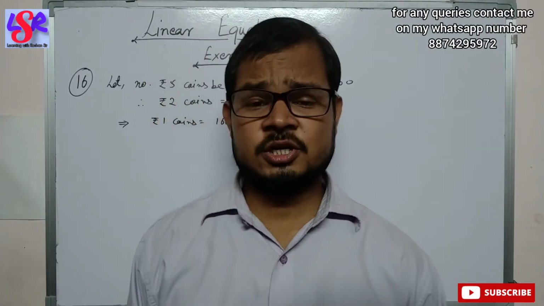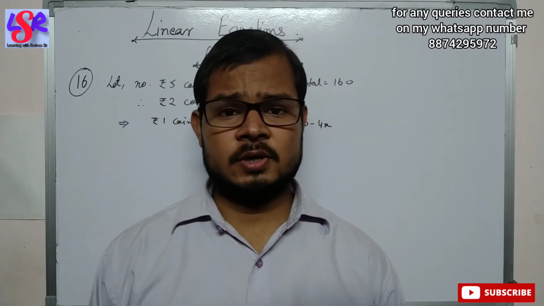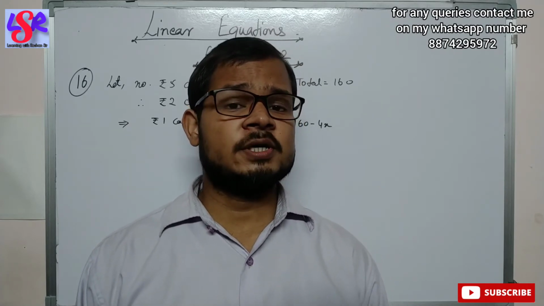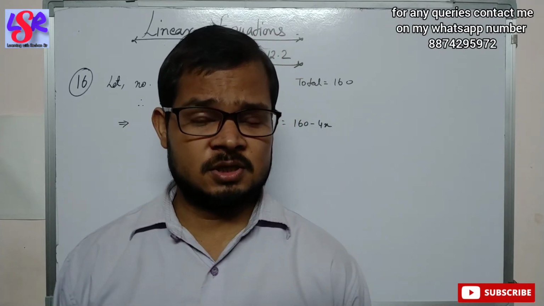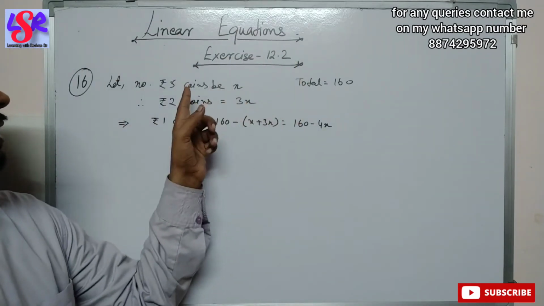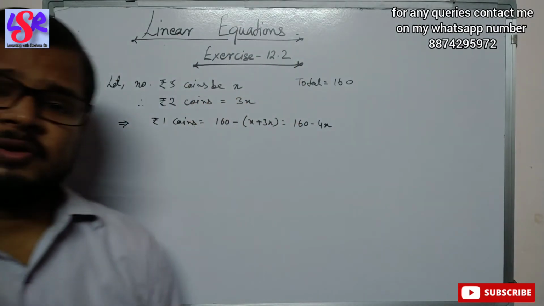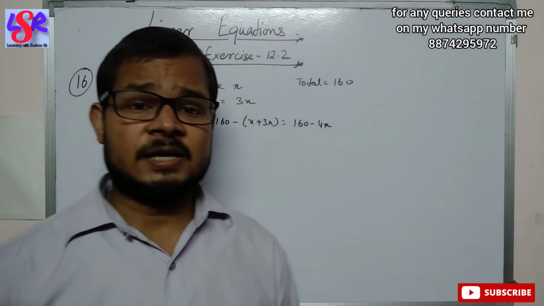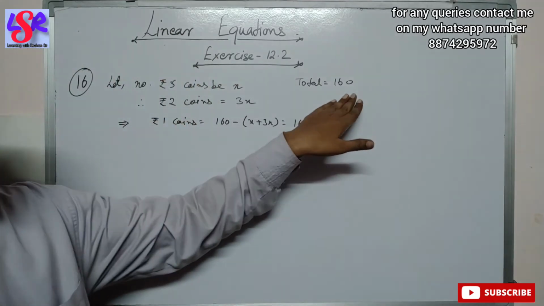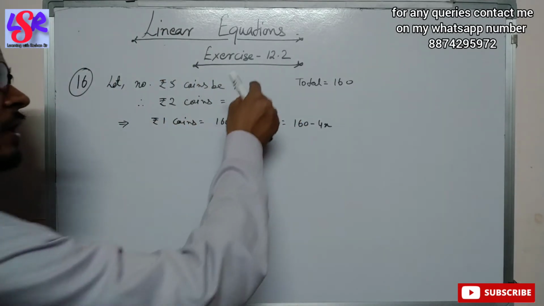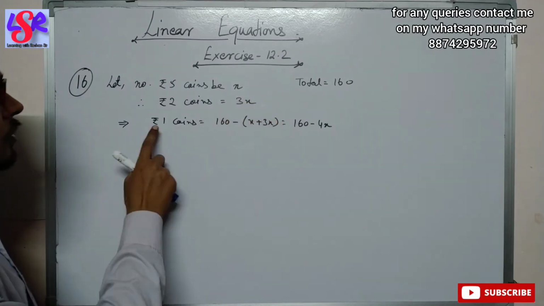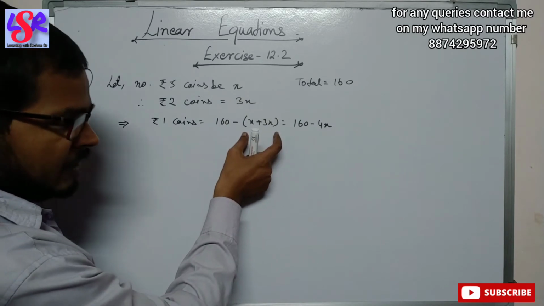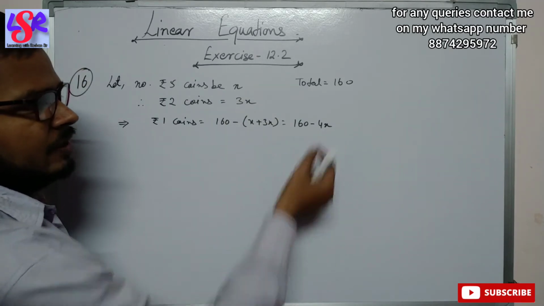Now as in the question it has been given, the number of rupees 2 coins is 3 times the number of rupees 5 coins. This means the number of rupees 2 coins is dependent on the number of rupees 5 coins. So here we have taken the number of rupees 5 coins as x and rupees 2 coins as 3x as it was 3 times of it. Now we have the total coins as 160 and including these two we get 4x. So rupees 1 coins equal this minus the sum of these two, that is 160 minus (x plus 3x), that is 160 minus 4x.